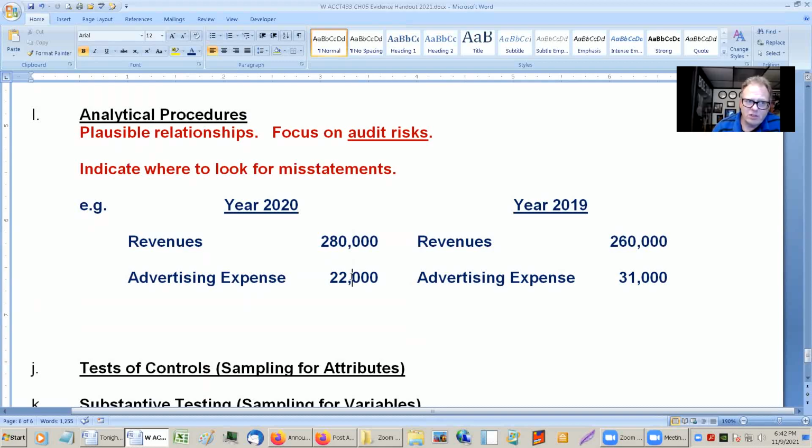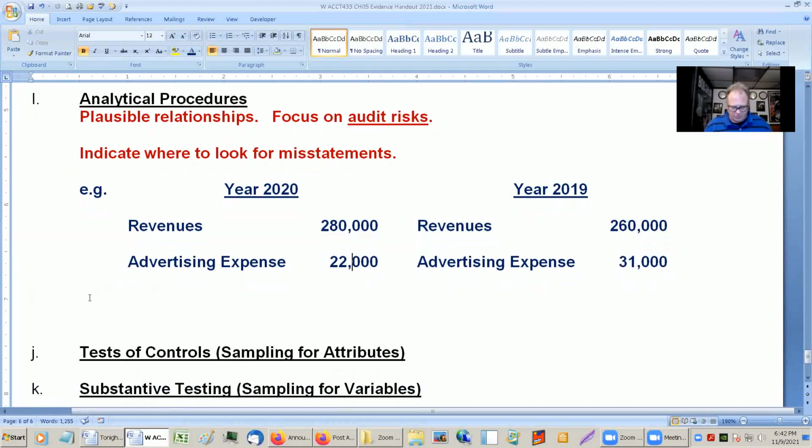Now, once you do the analytical procedures, then you start planning how you are going to test it. So you say, okay, we've got to test these advertising expenses because it doesn't look right. There's a risk here, that either the expenses are too low or the sales are too high. So you probably start designing tests around those two scenarios. How do we test those things?